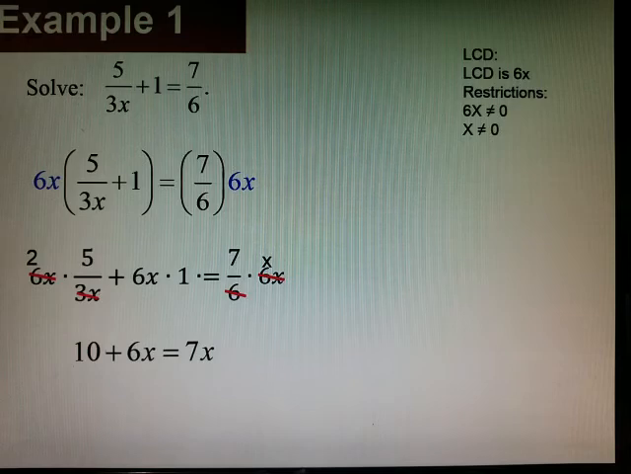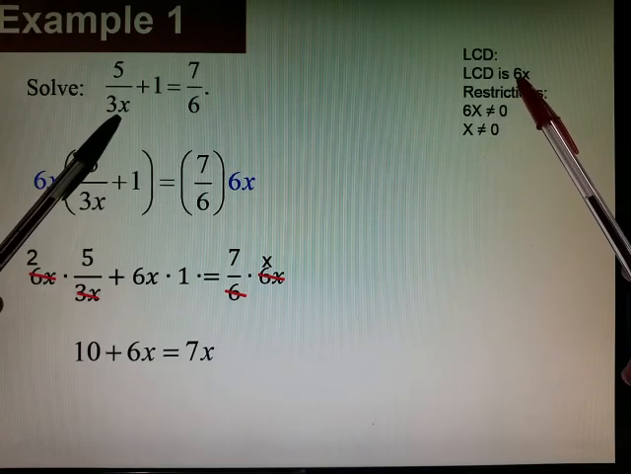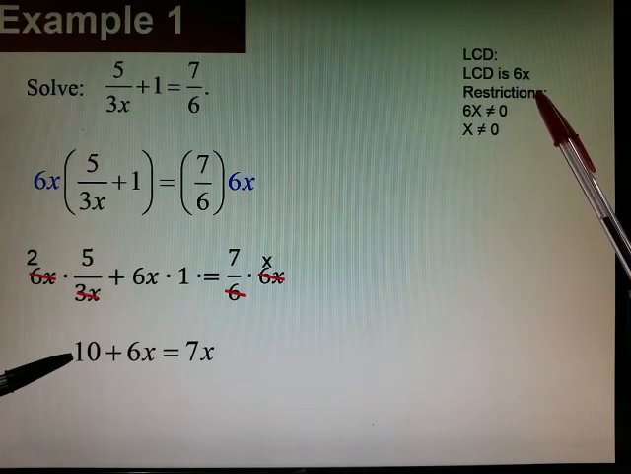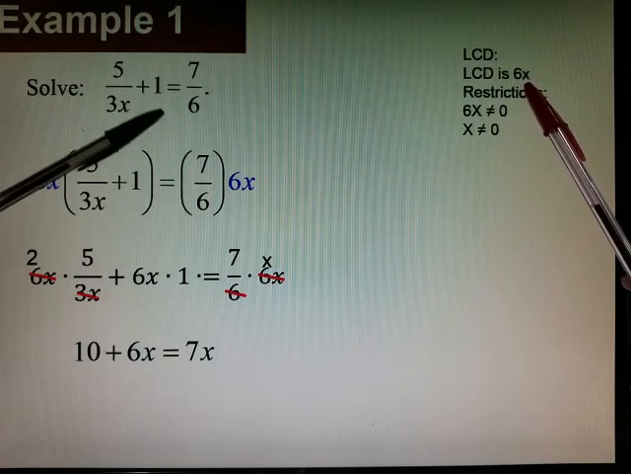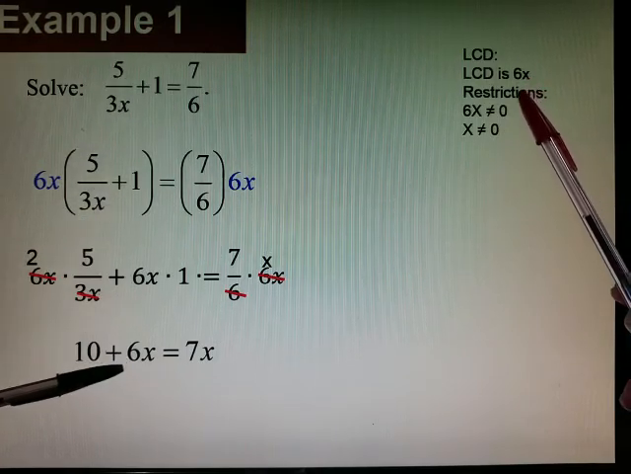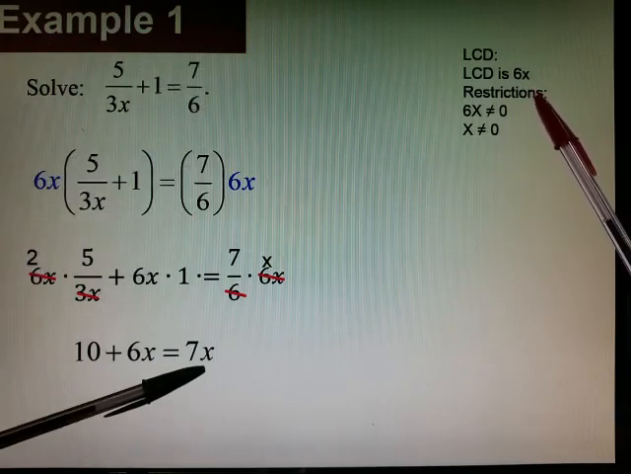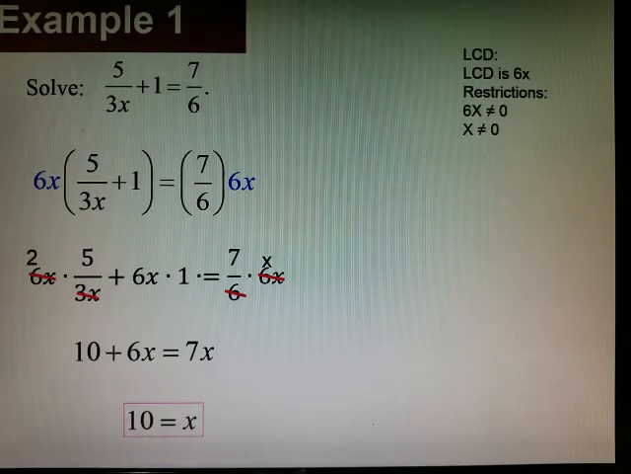Now, personally, I would have went from here to here. Here's what I would do. I would say, well, 3x needs what? What does this need to turn into a 6x? So this needs to be multiplied by 2. So 5 times 2, there's my 10. This is 1 over 1. To make that denominator a 6x, this one needs a 6x. So 6x times 1. This one just needs to be times by x. So times by x, that gives me my 7x. And now I just solved my problem. So subtract the 6x over, which would give me 1x equals 10.